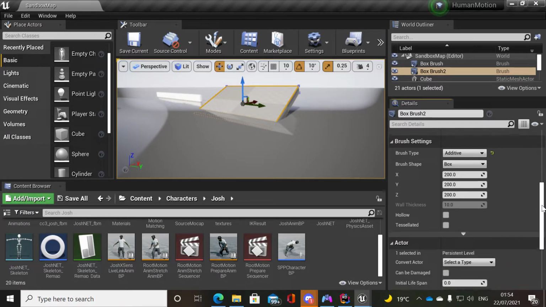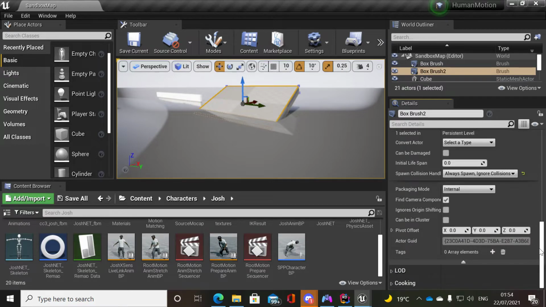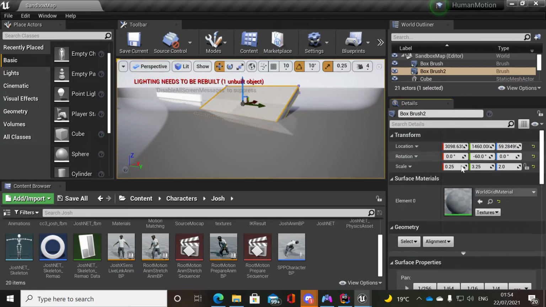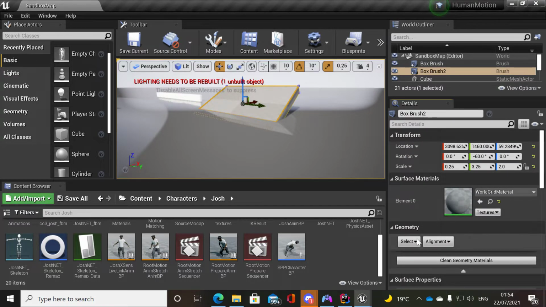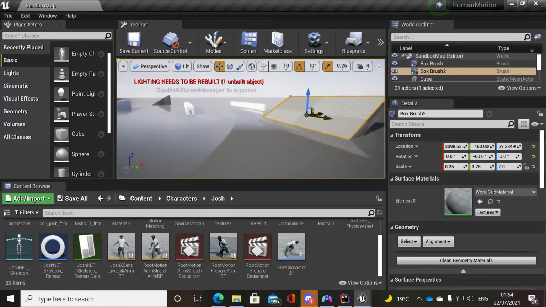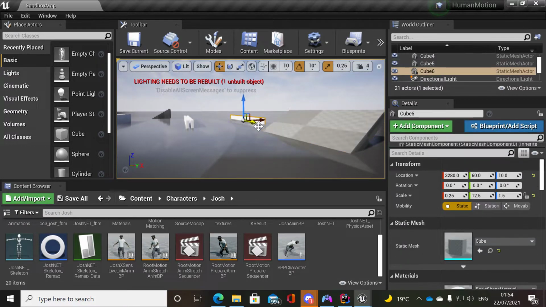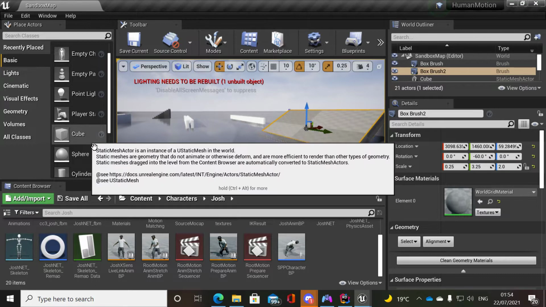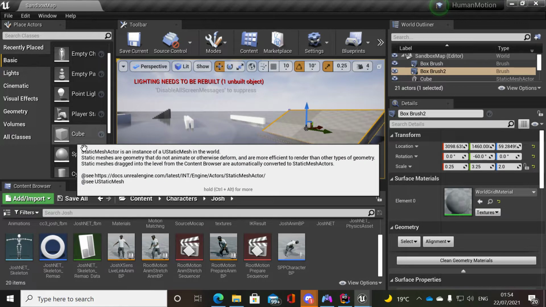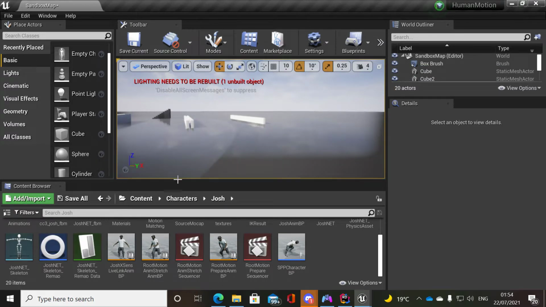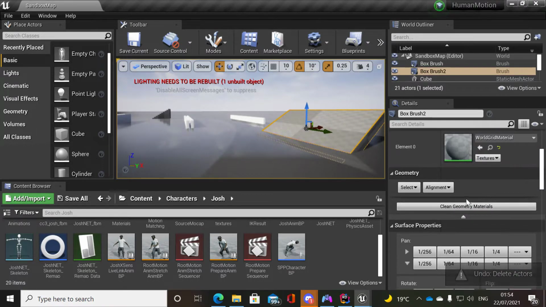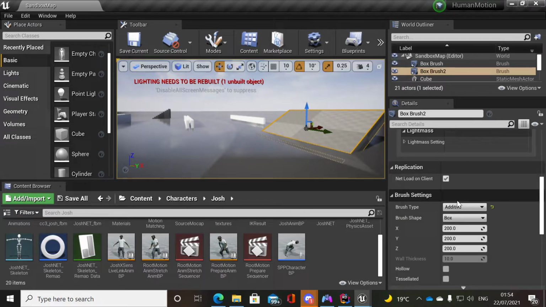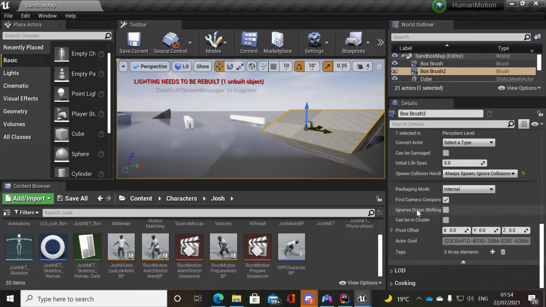Hold on, how do I add collisions? How do I even add a collision here? What is this? It's a cube. Oh, it's a box brush. I see. You can have a collision on that one as well. How do I add collision here? Let's see.